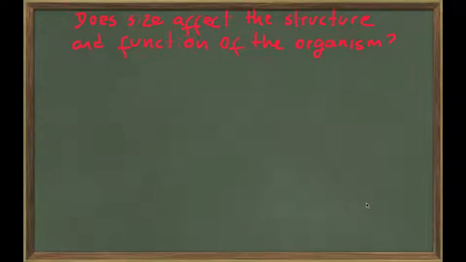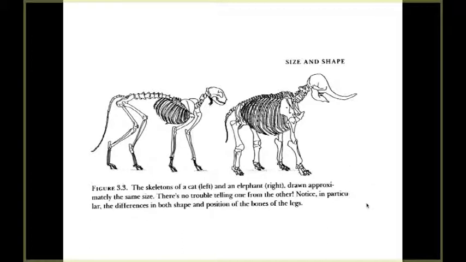So the question that we are interested in tackling right now is, does the size of an animal affect the structure and the function of this animal? And what are the laws that are behind that? So let's start thinking about this. This is a picture of the skeleton of a cat and the skeleton of an elephant, drawn to the same size. So what are the differences that you can see in the structure of these two skeletons? What are the main differences? Go ahead.